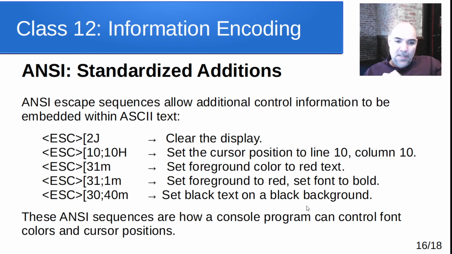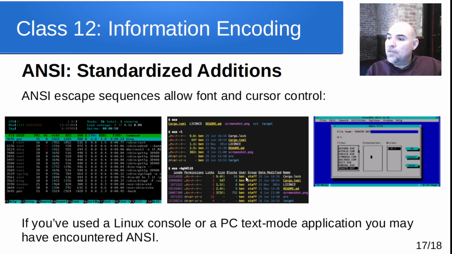And those ANSI escape sequences are how a console program can control font colors and cursor positions. And I guarantee everybody in here hopefully has seen that in action. Here are some examples of a Linux program that's showing the CPU usage, the memory usage, the number of tasks that are running. And notice that it's all formatted nicely. And this is actually a Unix program that lets you look at all of these different things like a console. So it has kind of a graphical feel to it, but it's all done with text mode stuff.